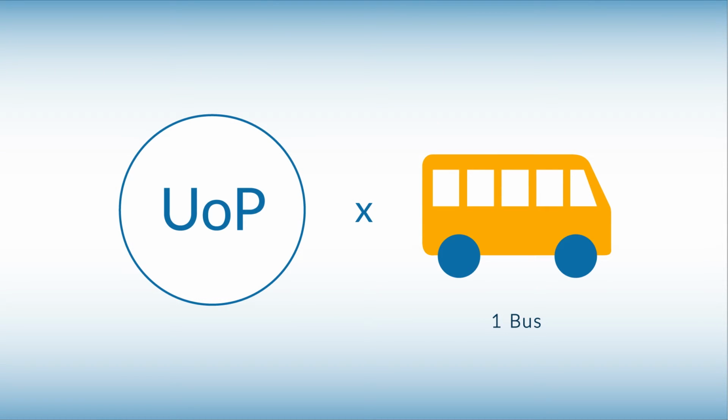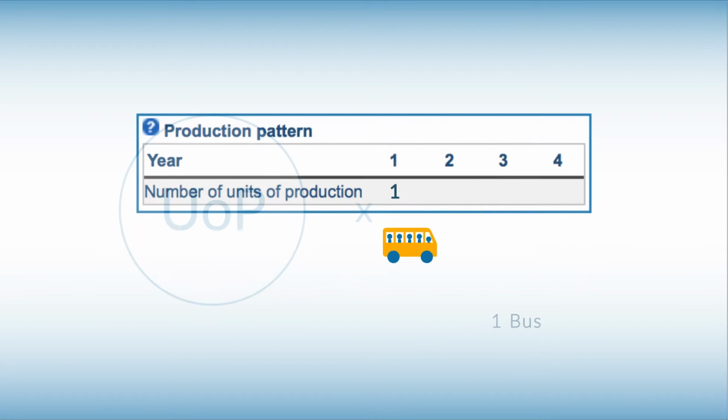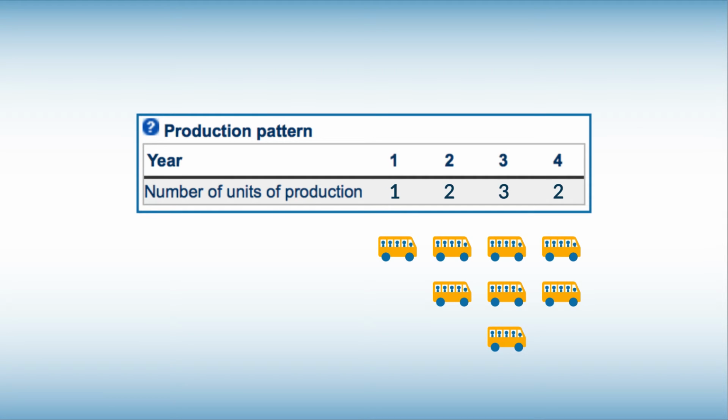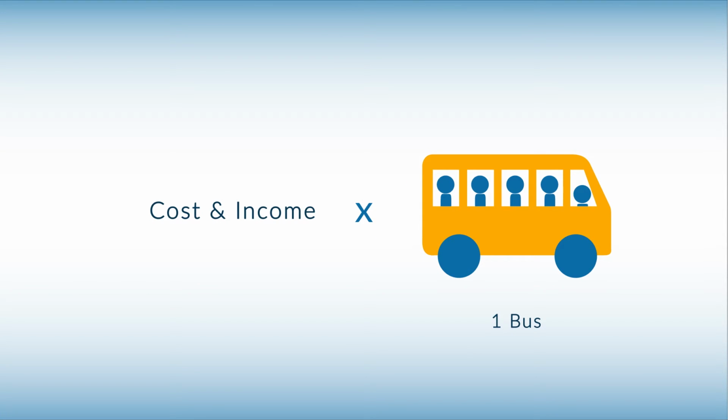However, the disadvantage of defining the unit of production as the bus is that the number of passengers per bus would then have to stay the same for the entire period of analysis. If you do not anticipate any change in this number, this may be the easiest solution, as most costs will be calculated on a per-bus basis.